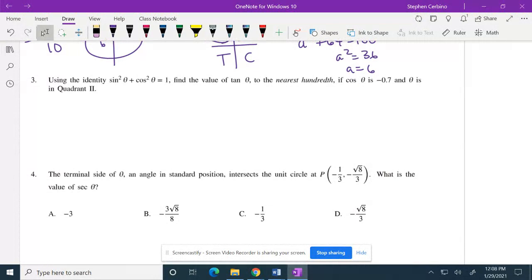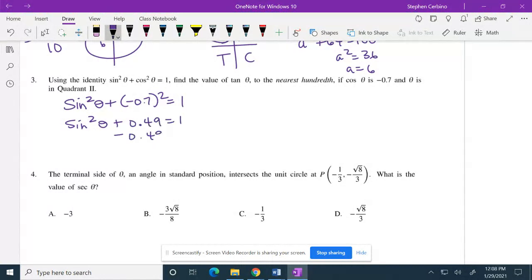Number 3 is using this identity, the Pythagorean identity we did in lesson 7. I will be 100% honest with you, I was really nice and did not put one of these on your test. However, it is a good skill to practice. So what we're doing here is plugging in negative 0.7 for cosine, meaning we don't know sine. And we're just going to use some algebra here to solve, just like we did in lesson number 7.